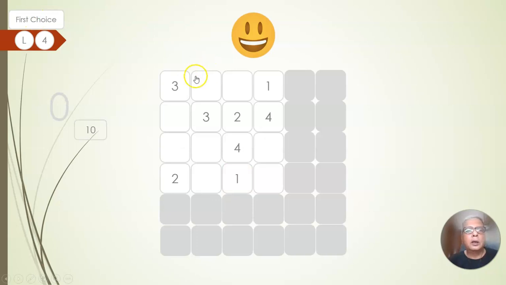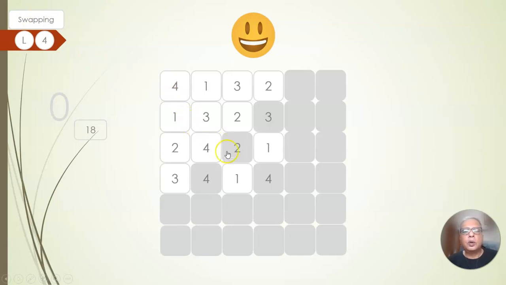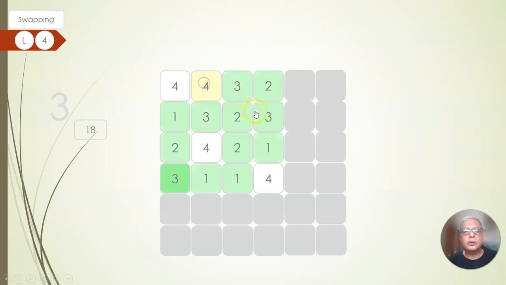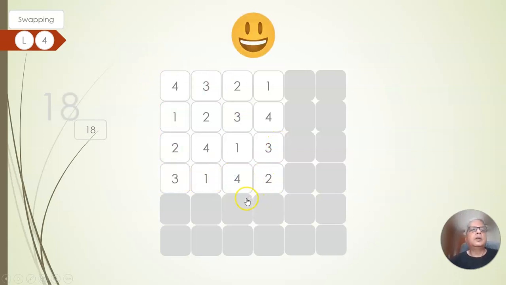There are different methods. This is the first choice method. The first choice comes to the cell. And one can play in both Latin square and pivoted square mode. And there is one called swapping. So you swap the numbers to complete the Latin square. That completes the Latin square of order 4. This is the method of swapping.